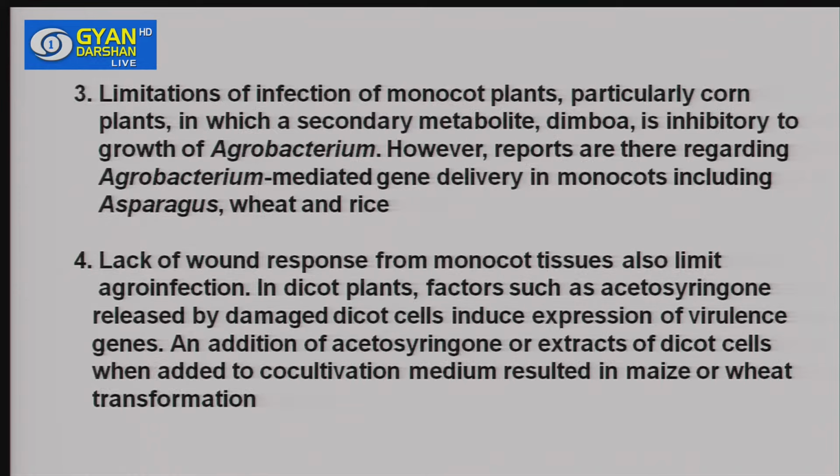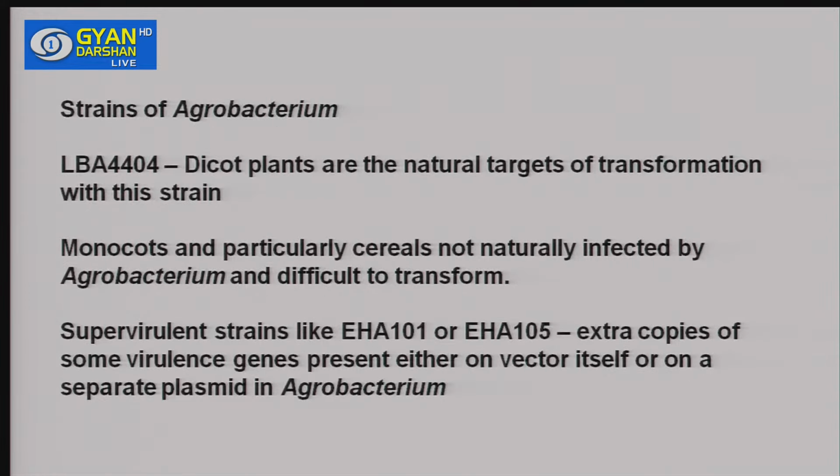Then, as I said, in the case of monocots, there are certain secondary metabolites like DIMBOA which are released, which inhibit the growth of Agrobacterium. And there is a lack of wound response from monocot tissue, because dicots secrete a higher amount of phenolic compounds, as I said. Certain strains of Agrobacterium, like LBA4404, are routinely used for transformation.